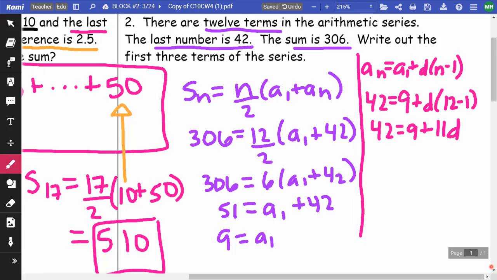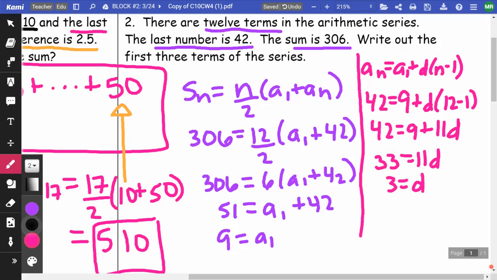I'm going to subtract 9 from both sides. And so when I subtract 9, I'm going to end up with 33 is equal to 11D. So D is going to be 3. So I'm adding 3.